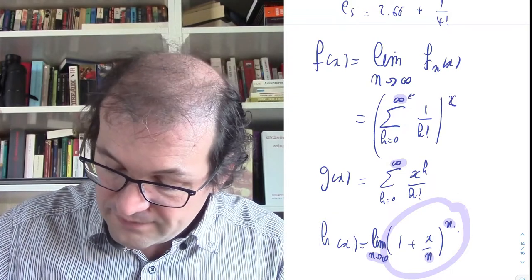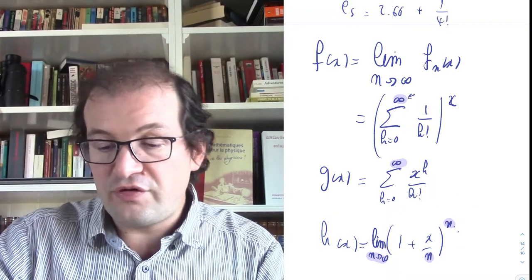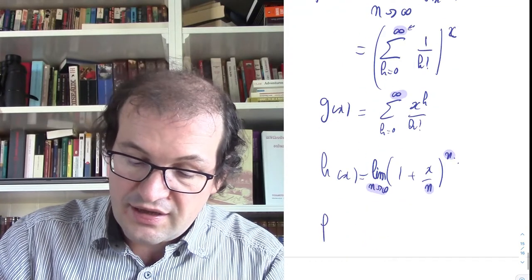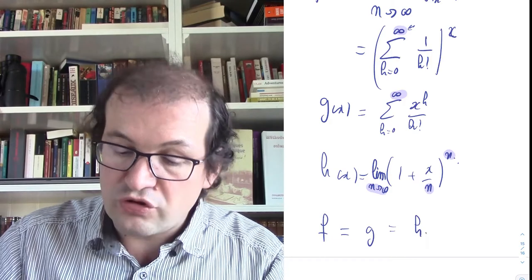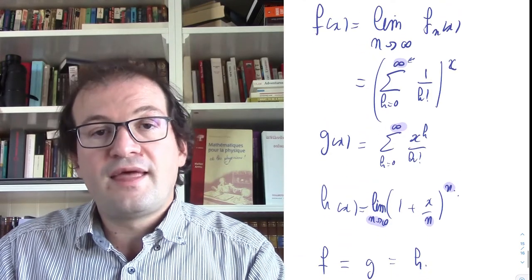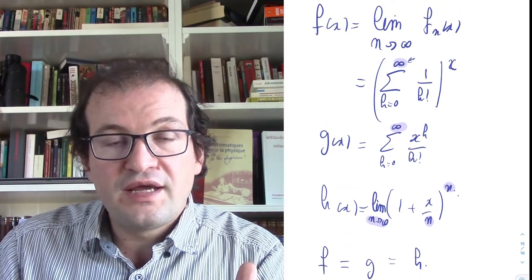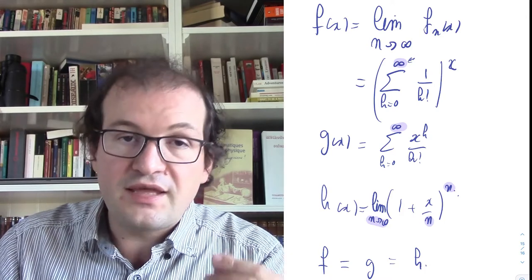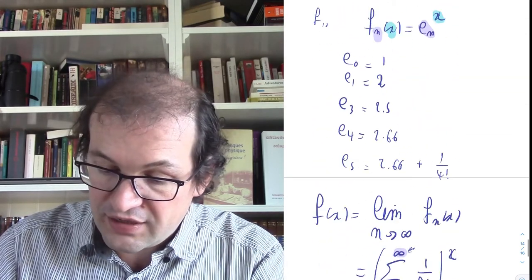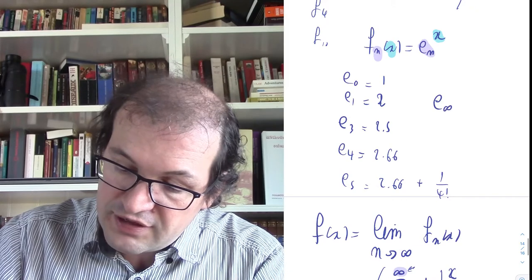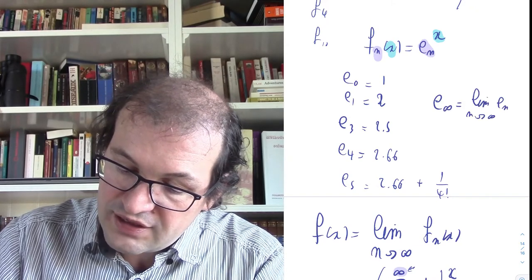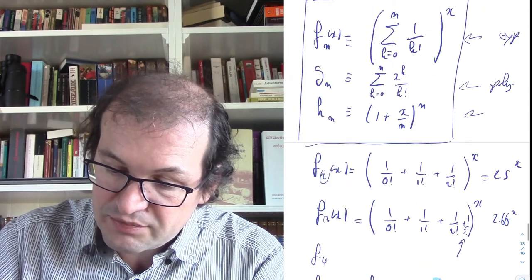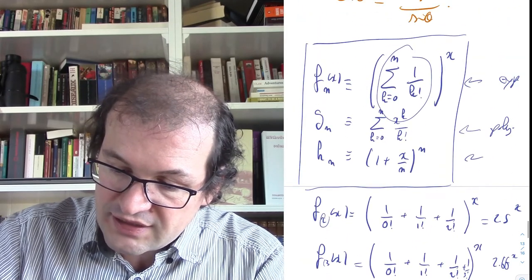So the beautiful thing is that these three functions defined like this, f and g and h, they are equal. They are equal to one function that we call the natural exponential. Natural because it is the one that involves this number here, e infinite, or the limit of en when n goes to infinity, where en is defined like this. En is this partial sum, that's en.